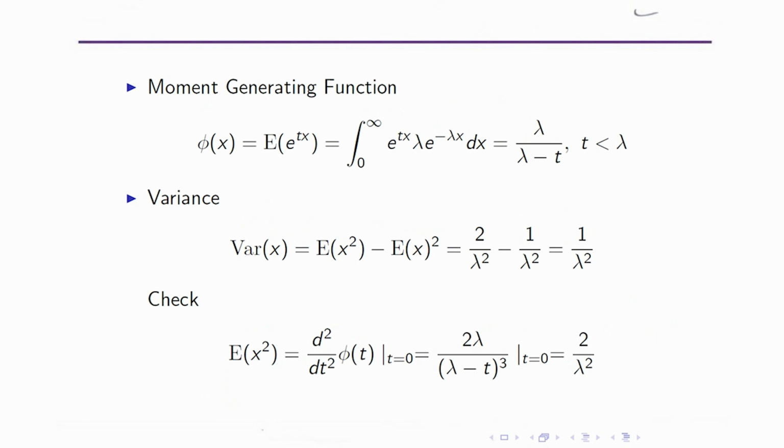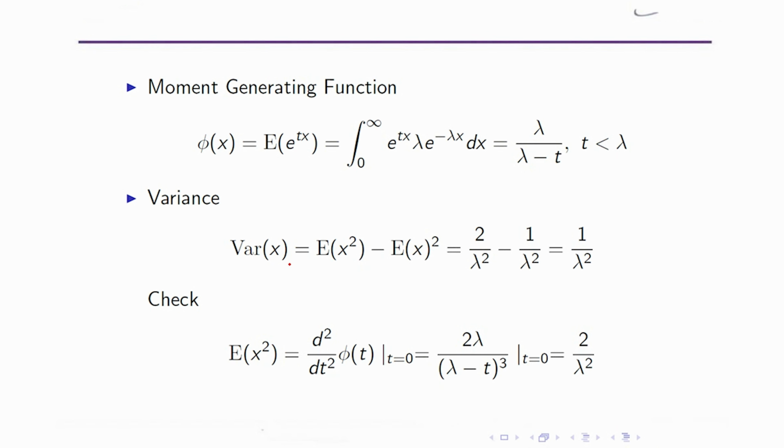Moment generating function. By definition, the moment generating function phi of t is equal to the expectation of e^(tX), and we can find that the result will be lambda over lambda minus t.